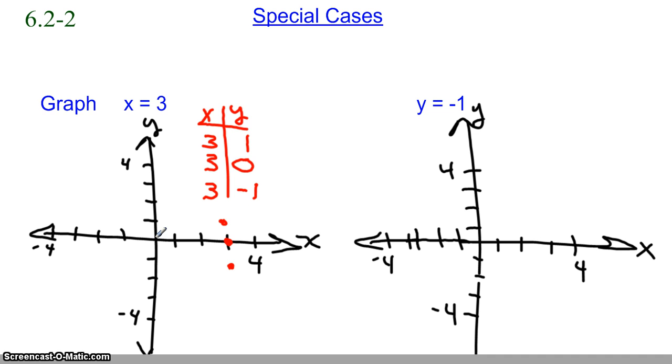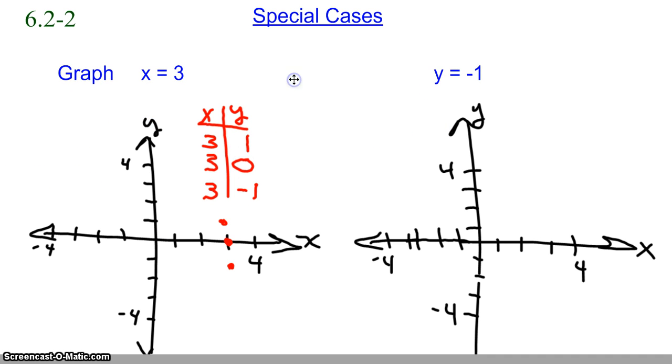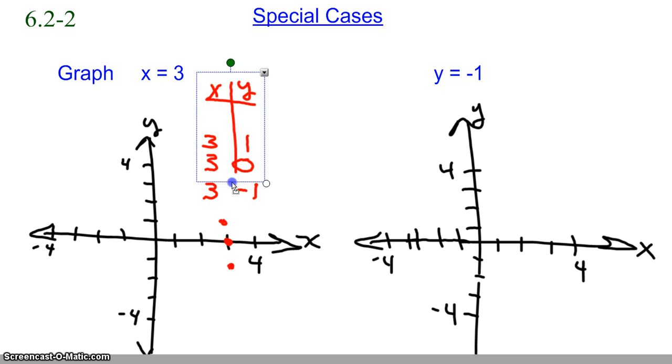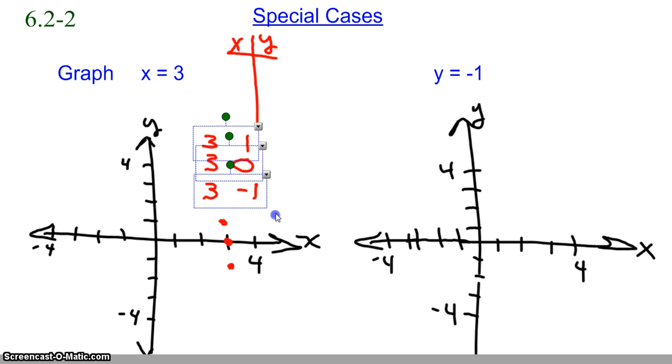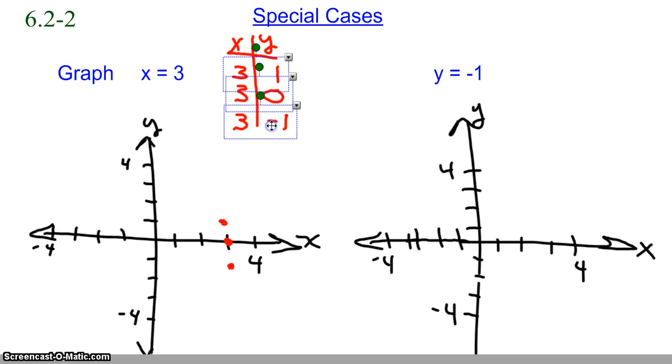So which value in this table is not changing? 3. The 3, and that's the x, isn't it? The x's are not changing. And our little table looks really strange because all of the x's are 3. But that's what this statement is saying. All of the x's are 3. It doesn't matter what the y is, all of the x's are 3.